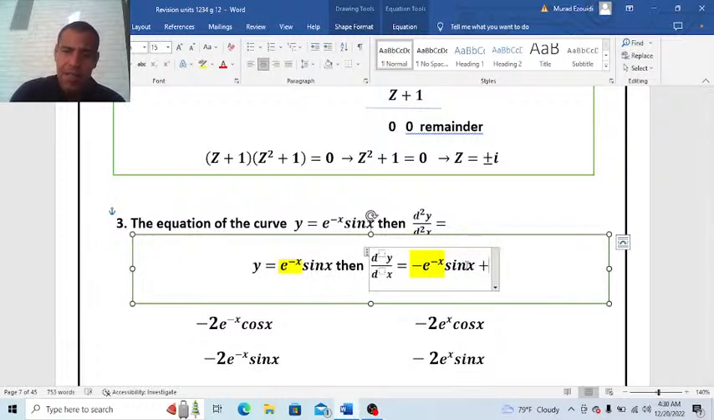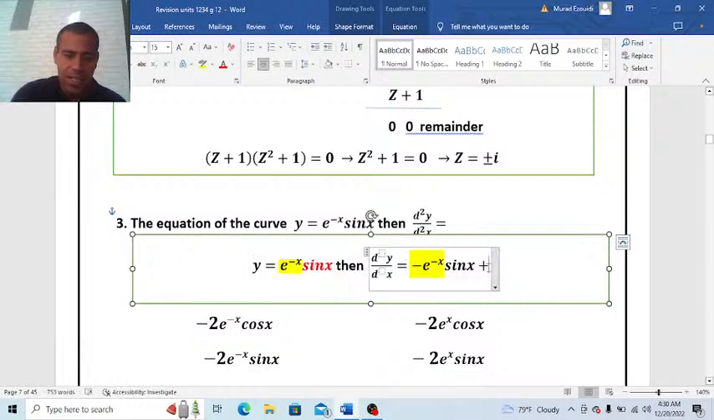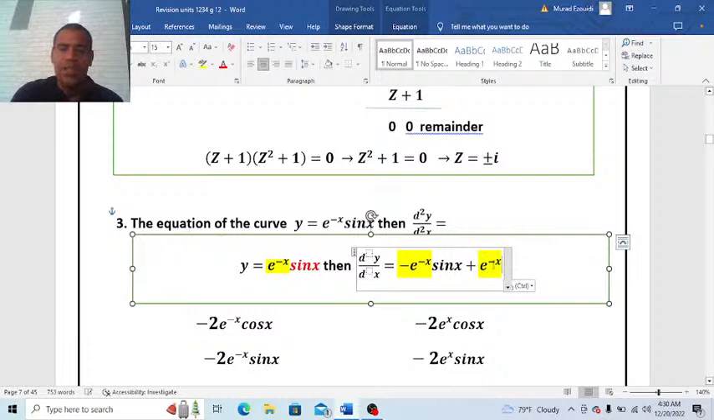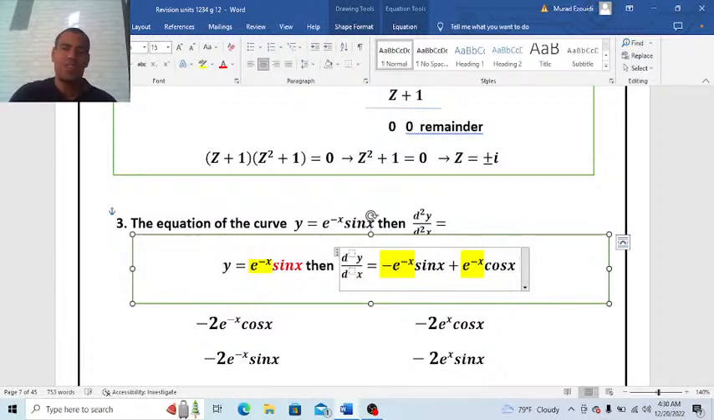Then plus, now I will keep this as it is, then I will differentiate the second function. This is the product rule: y is equal to u multiplied by v. The derivative of sine is cosine, so I will write here exponential of minus x multiplied by cosine of x. This is the first derivative of the function y.